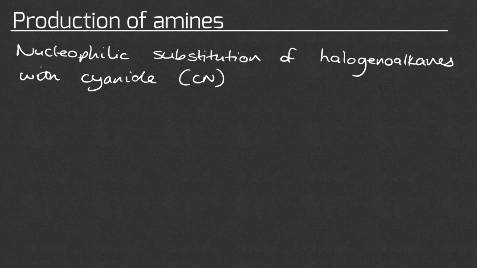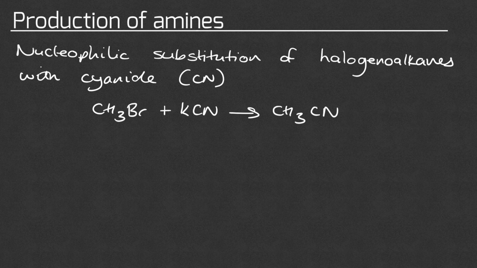And this involves two stages. The first of those is the nucleophilic substitution of halogenoalkanes using cyanide ions. So for example, we could react bromomethane with potassium cyanide, and this would produce ethanenitrile with potassium bromide. This is a reaction you looked at in the halogenoalkanes topic 3.3.3, so if you're unsure on this reaction, revisit that for the nucleophilic substitution mechanism.